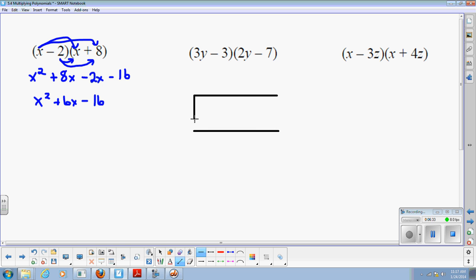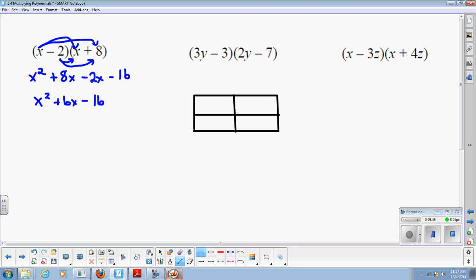And after we get our rectangle put together, we have to take a look and say, all right, well, how many terms do I have in each of these? Up here, I have 2 terms. So I'm going to draw a box that the rectangle looks like this. Okay. So now I have my rectangle.